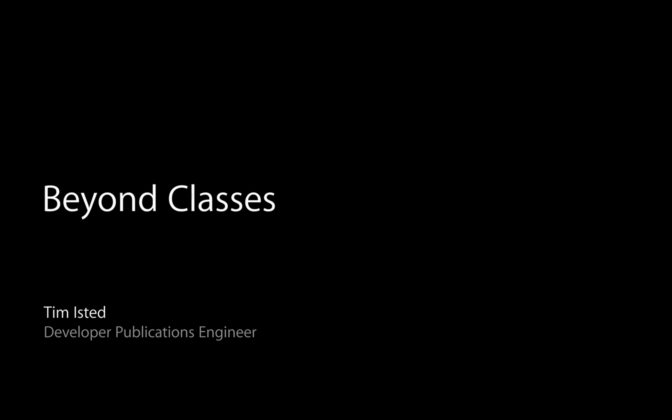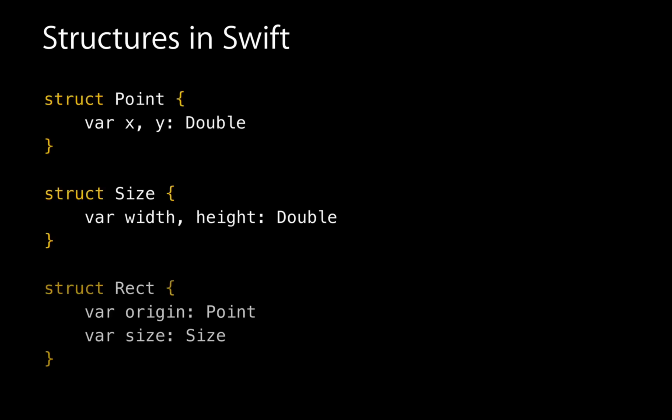Thank you. So, beyond classes, where should we go next? Let's go to structures. Structures in Swift are defined using the struct keyword. So here I'm going to define a couple, maybe 3. I've got a point, it has an x and a y coordinate, a size with a width and a height, and a rectangle with an origin and a size.